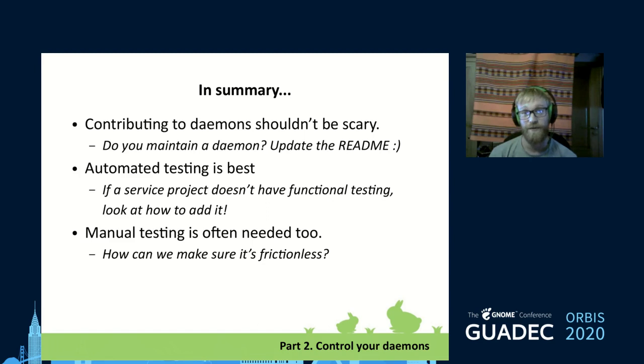Automated testing, of course, is great, and if you want help adding automated testing to an existing daemon, then I'm happy to help. Having done it for Tracker, I've made all of the mistakes, and I can tell you what mistakes not to make. But we also will always need to manually test things, and we need to make sure we have a good way to do that. So that's everything. I don't know if we have time for questions, but thank you for watching my talk.